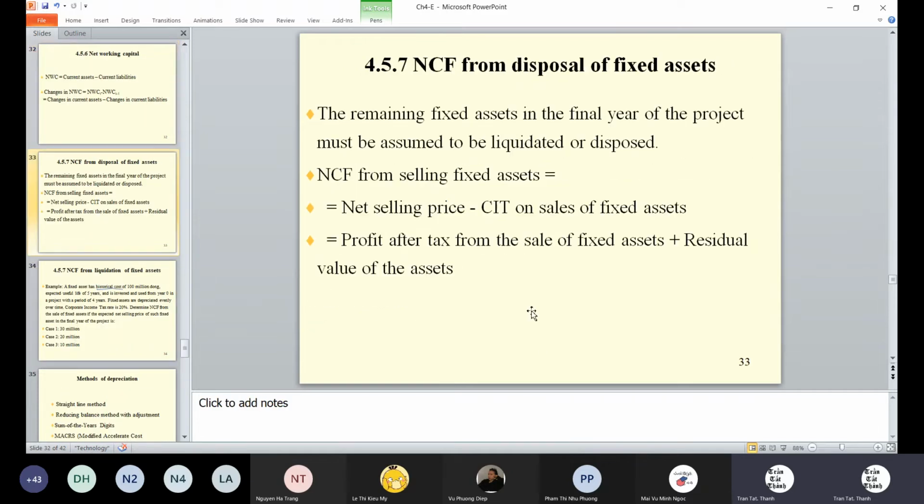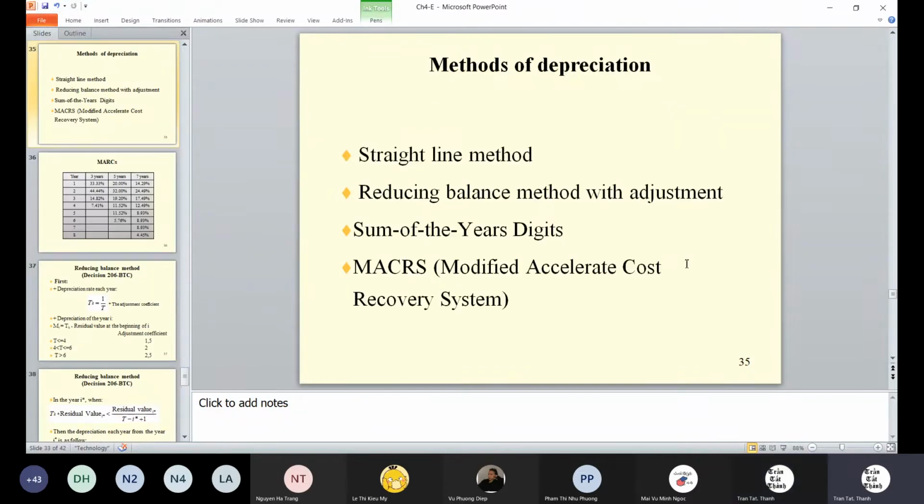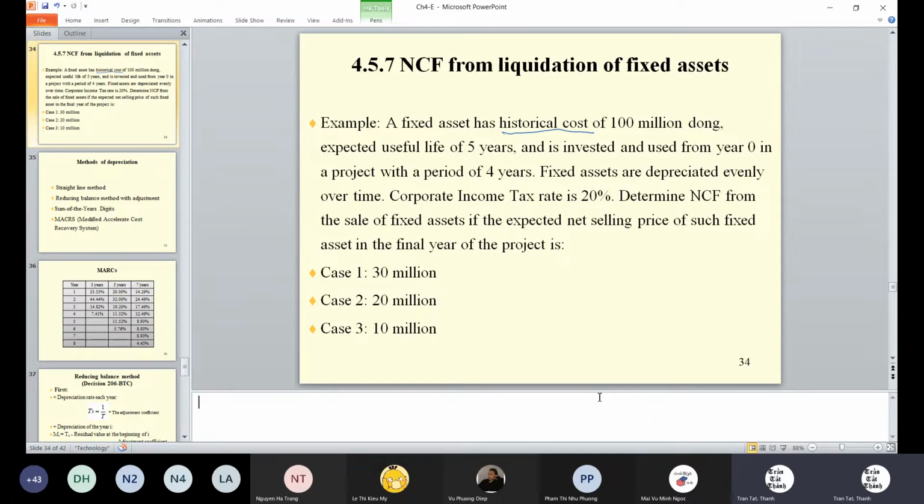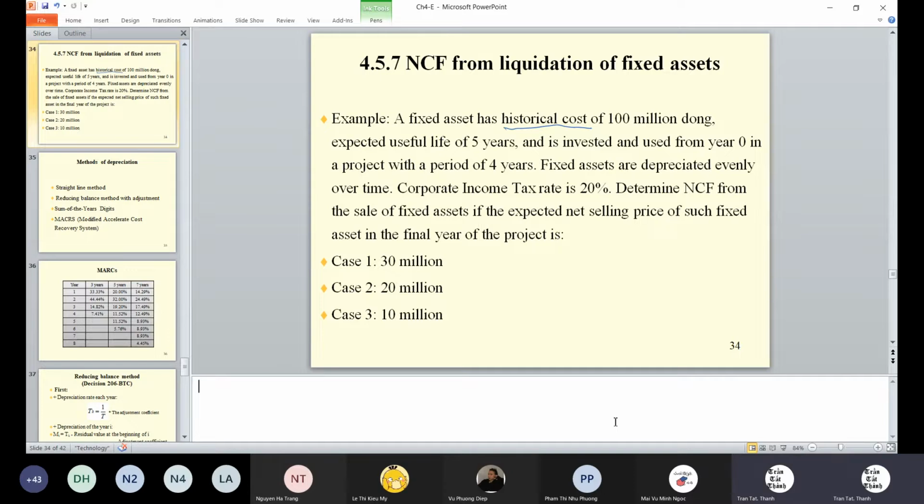The first way to do is first you have to calculate the net selling price minus the corporate income tax on sales of the fixed assets. So the first thing you should do is to calculate the income before tax from disposal of fixed assets. Okay, so what is it going to be here?